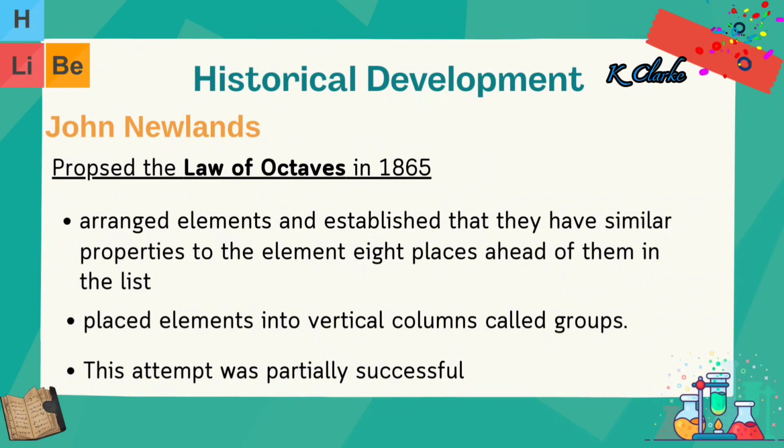John Newlands arranged the elements and established that they have similar properties to the element 8 places ahead of them in the list. He placed elements into vertical columns called groups. However, the law of octaves was a partially successful attempt to the development of the periodic table.